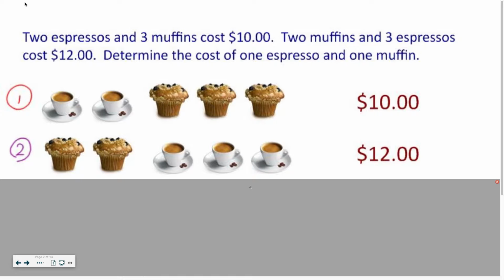Okay, so take a look at this. 2 espressos and 3 muffins cost $10. 2 muffins and 3 espressos cost $12. So let's say this is my order. Let's say I went into Starbucks and ordered 2 espressos and 3 muffins. And then Mrs. C went into Starbucks and she ordered 2 muffins and she was really tired, so she ordered 3 espressos. Okay?